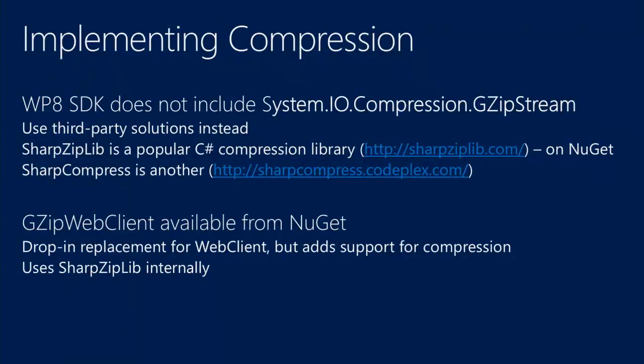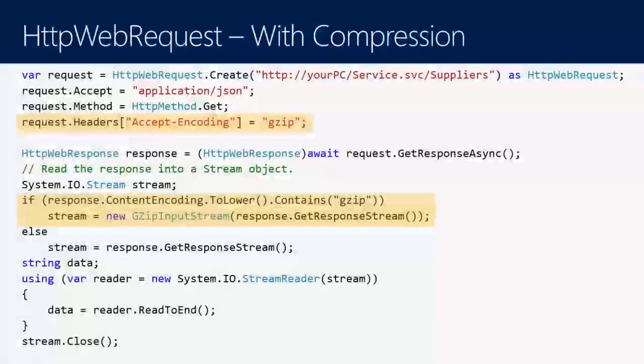And also on NuGet, there's a very nice class you can download called the GZipWebClient, which is exactly the same as a WebClient, but handles all the compression stuff for you and uses SharpZipLib internally. So it's exactly the same API, just instead of newing up a WebClient, add a reference to NuGet and use this other one instead. So it's a real easy implementation.